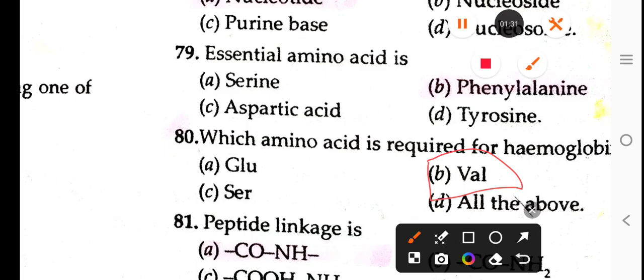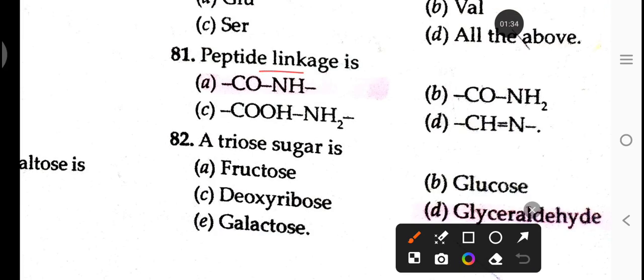Next, peptide linkages. So we know that option number A, दो अमाइनो एसिड आपस में लिंक अप करते हैं with the help of peptide linkage. So option number A is the right answer. It occurs between the carboxylic acid of one amino acid and the amine group of next amino acid.